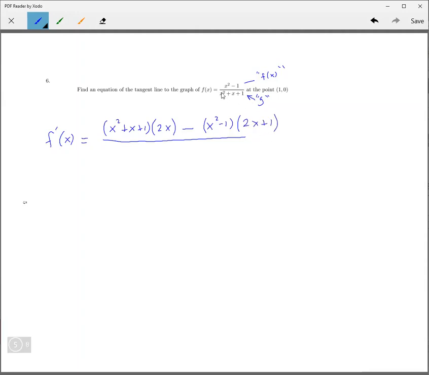Okay, the derivative of x squared is, you bring the 2 down, and then you reduce that by 1 power, so that's 2x. And then the derivative of x, that's just 1. All over the square of what's below. That would be x squared plus x plus 1, squared. Okay, so now this is pretty complicated, but they say at the point 1, 0. So that means you're going to set x equal to 0 in that equation.